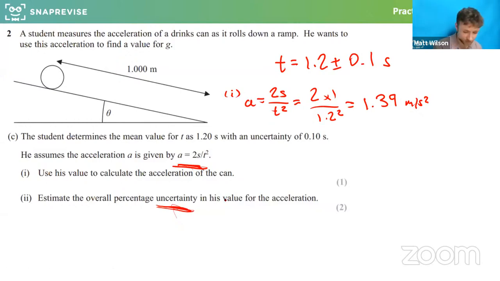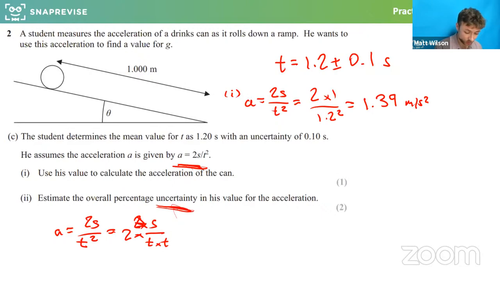And here's a chance to use the stuff we've learned. We know A equals 2S over T squared. That is the same as 2 times S. And we're going to worry about the 2 later. So 2 times S over T times T. And when we draw the formula like this, something becomes apparent.